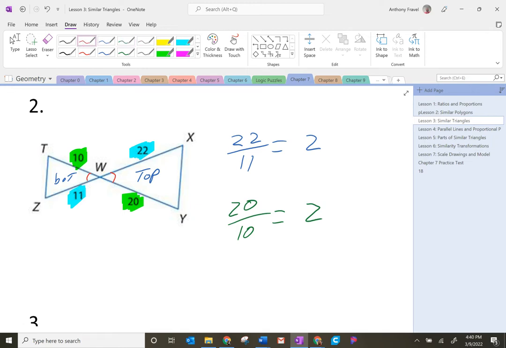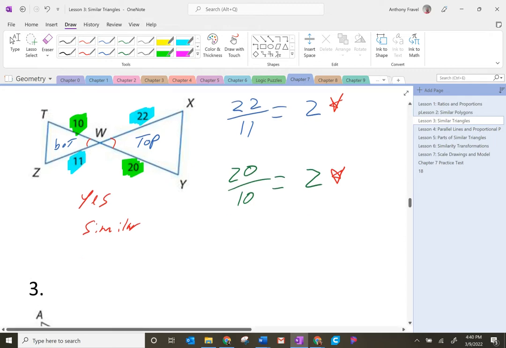So as I look at it, I've got this side, I've got this side, and I've got the angle. So I do have side, angle, side. Because it is side, angle, side, I'm going to say yes, they are similar. Perfect.